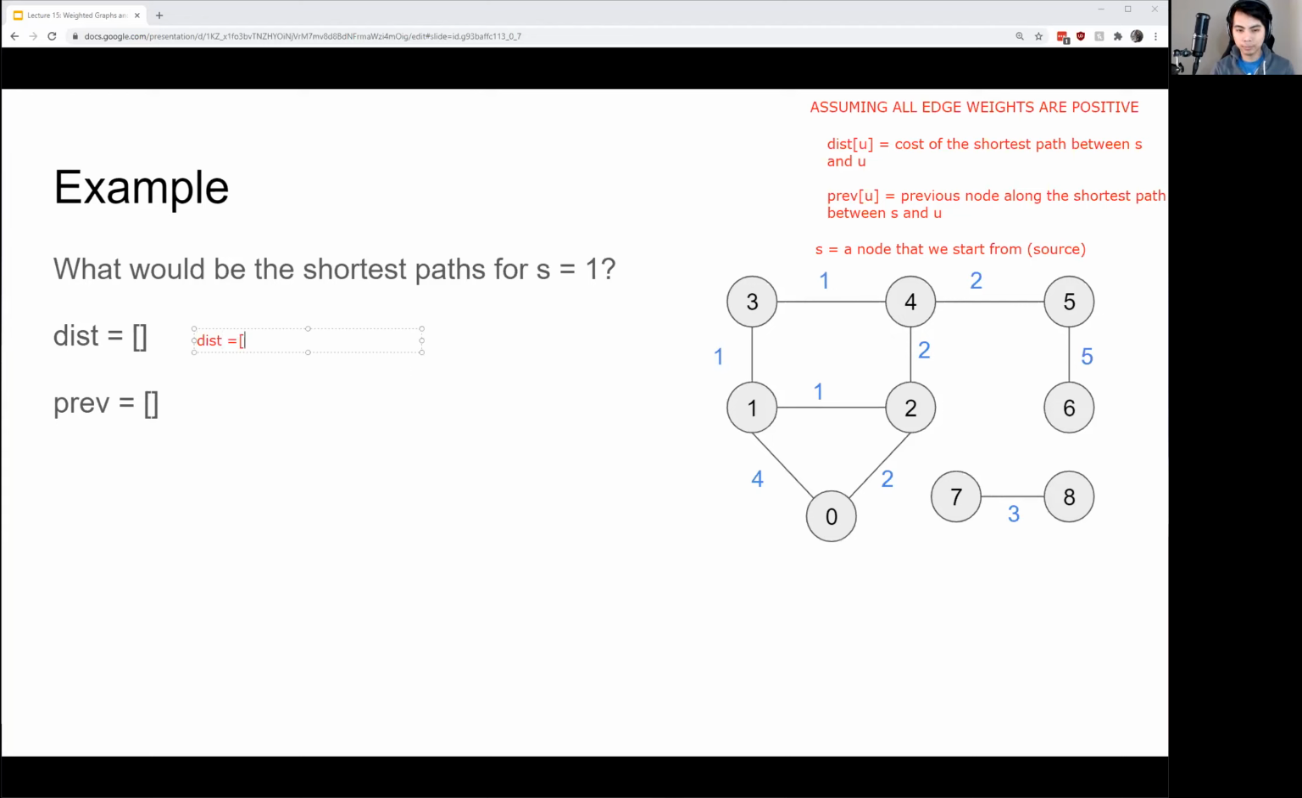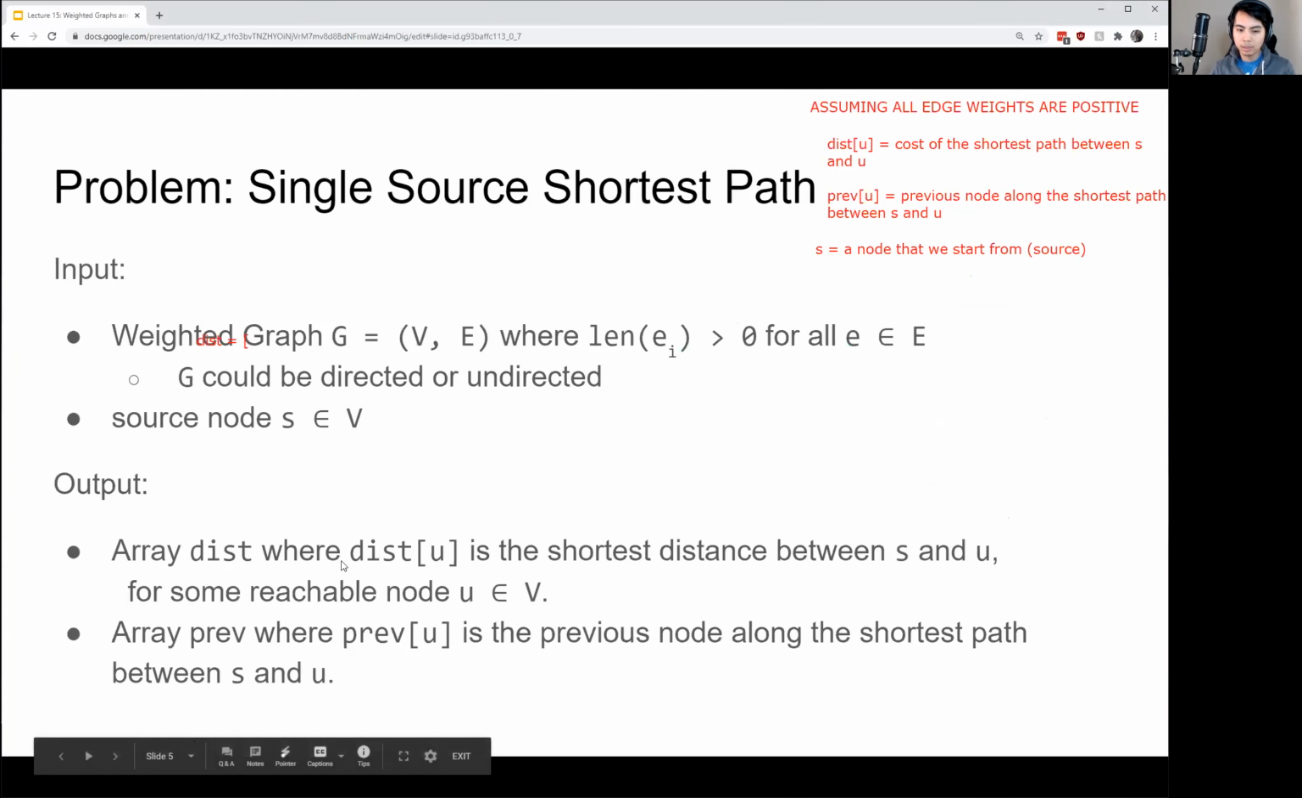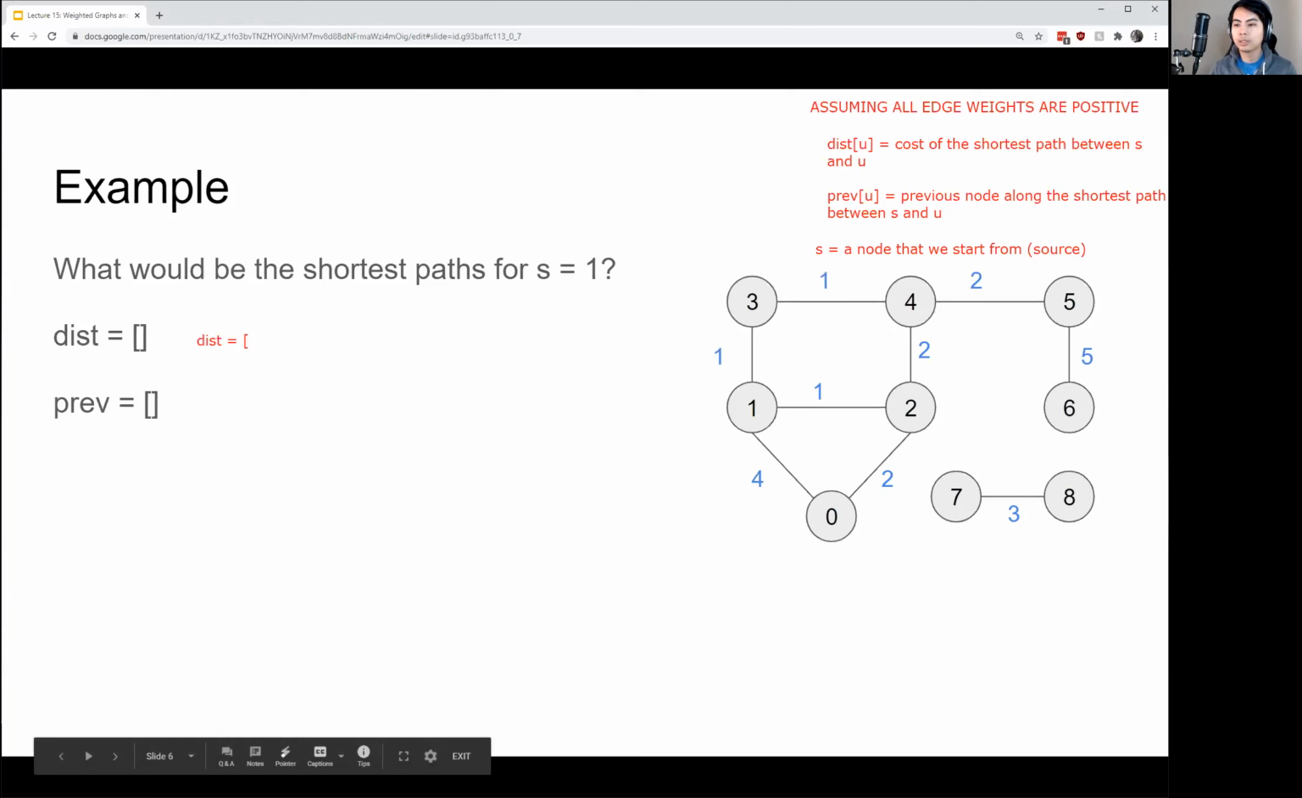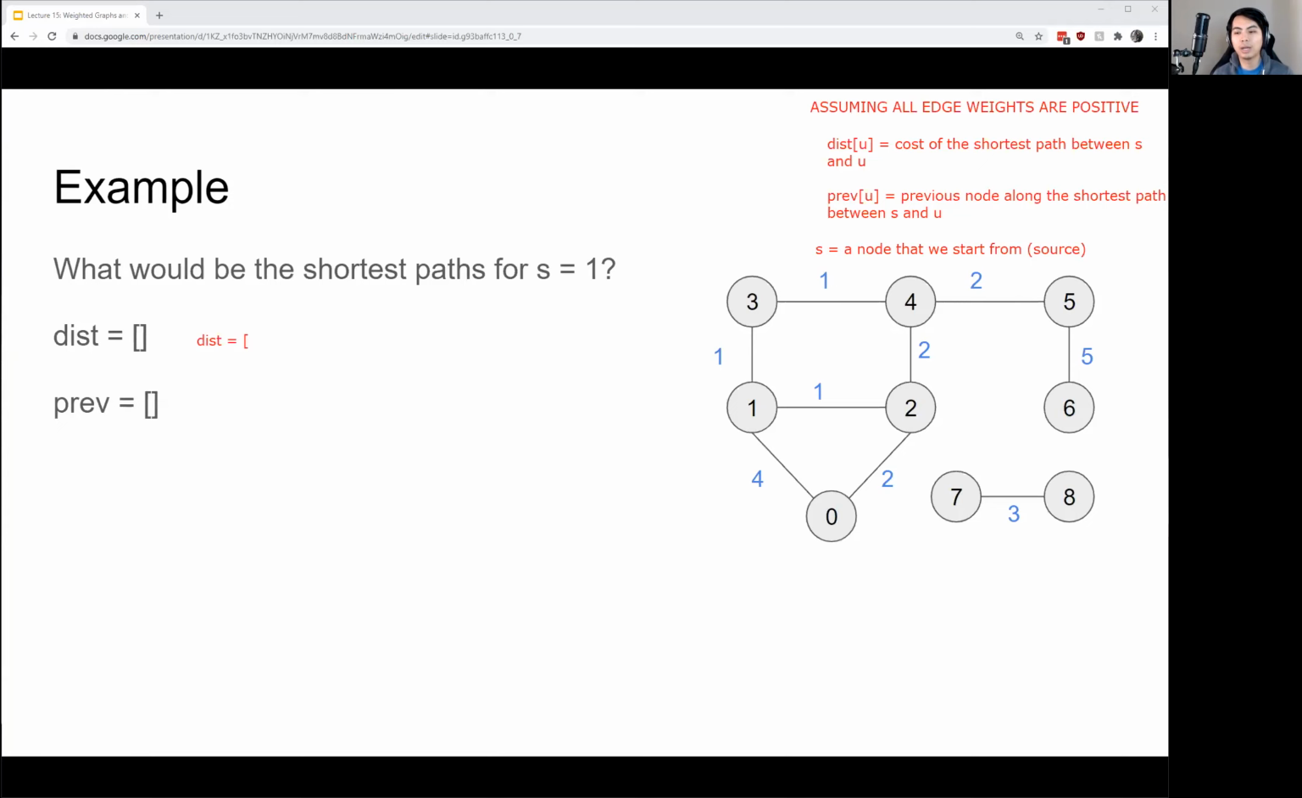So distance is going to have, at the beginning, how many elements do you think we'll have? Go ahead and take 5 seconds to think about it. What do you think distance will be? We covered this, I think, in the previous slide. Go ahead and type in chat. How many elements do you think distance will have? Some people are saying 7. Some people are saying 0. Some people are saying 9. Some people are saying question mark.